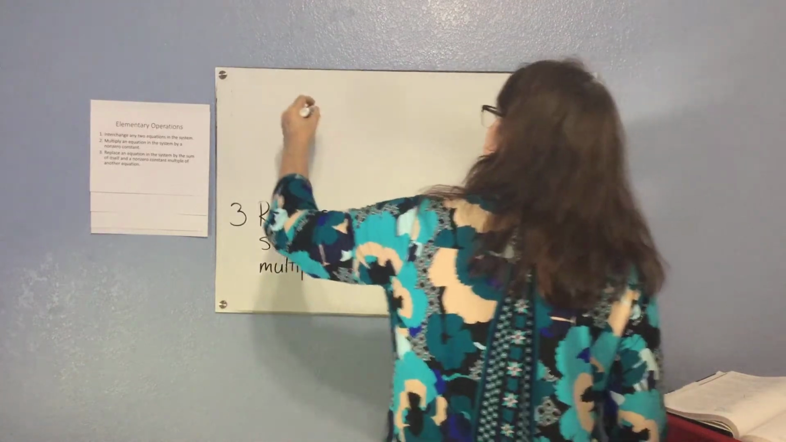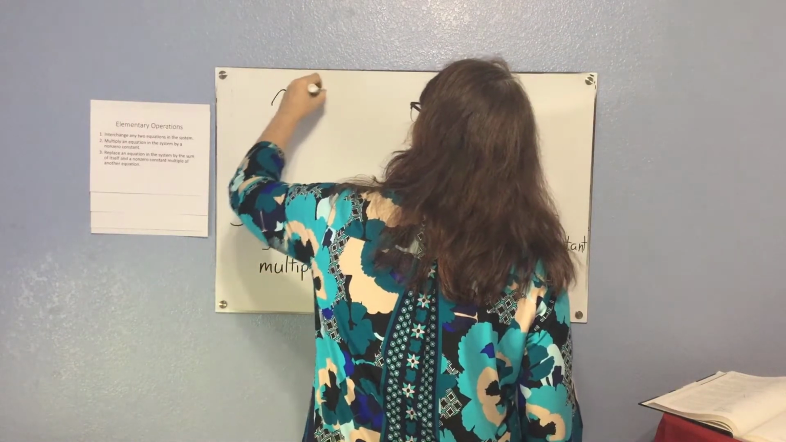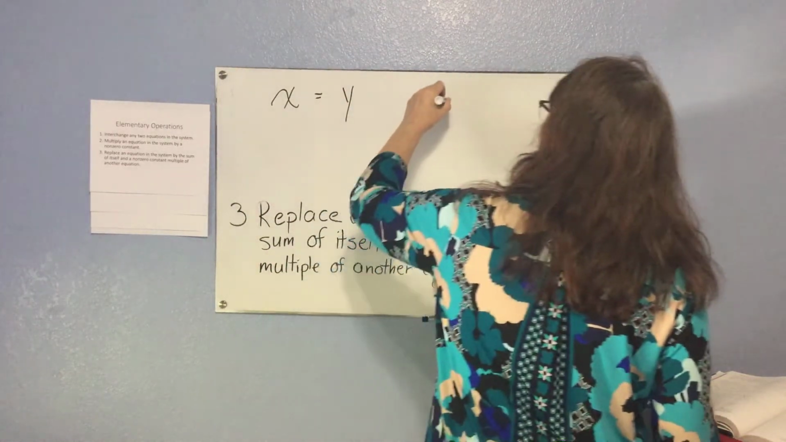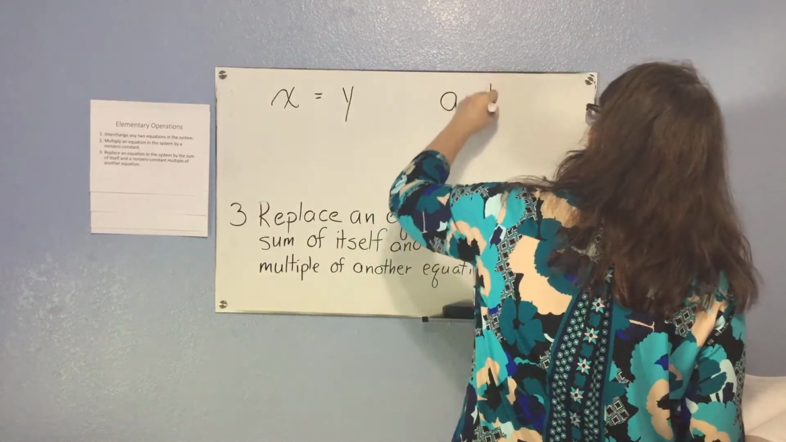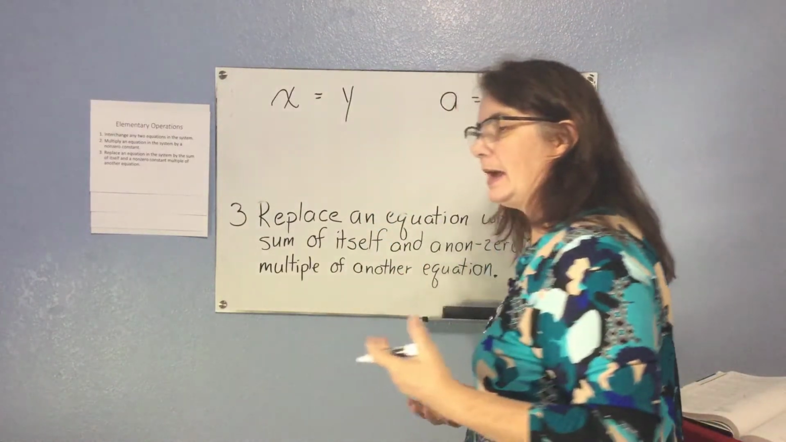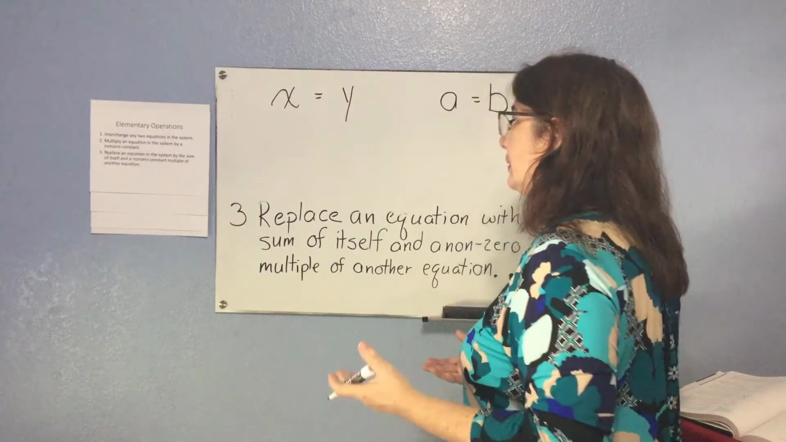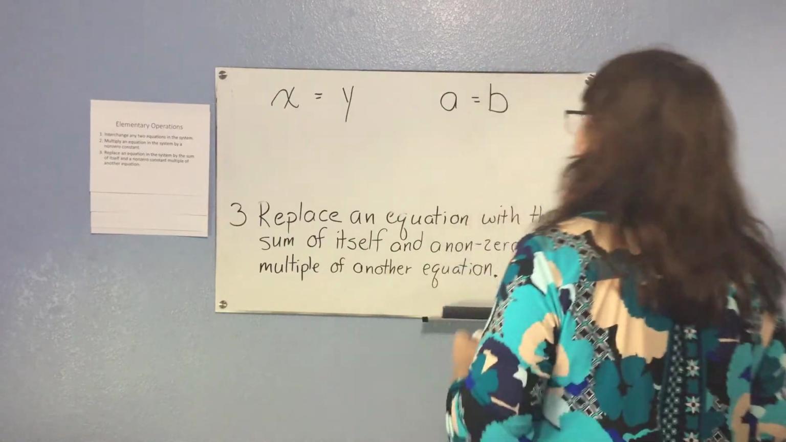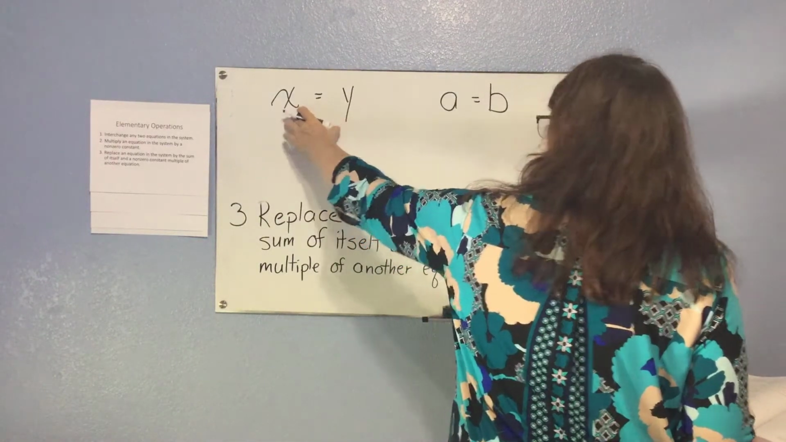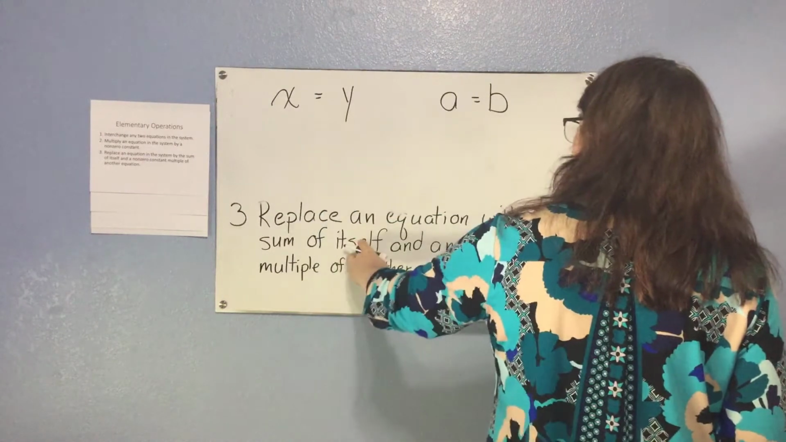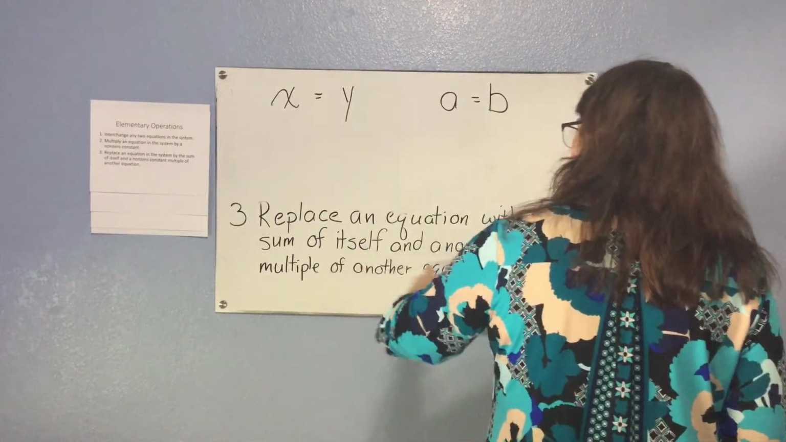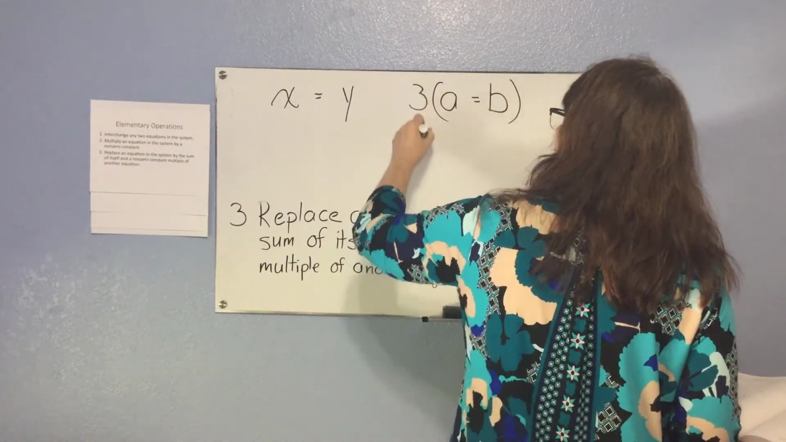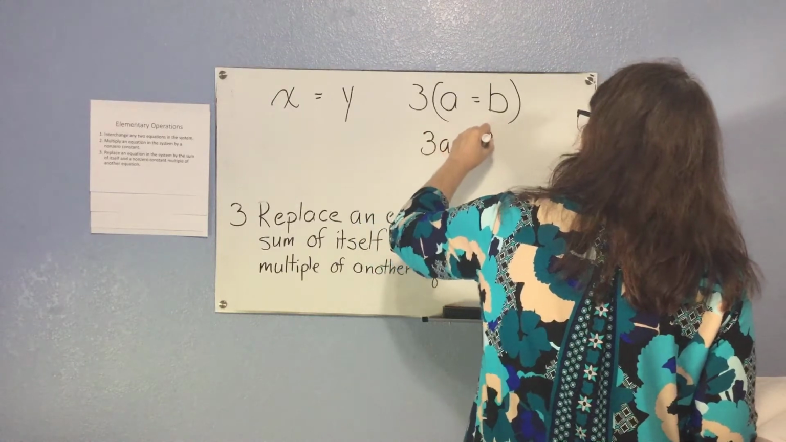Let's say I have an equation x equals y, and I have another equation a equals b. Now in this example, it's not going to make much sense to do what I'm doing, but it's just an example of this. So I'm going to replace this equation in my system with the sum of itself and a non-zero constant multiple of another equation. So I'm going to take a equals b and multiply it by 3. So now I have 3a equals 3b.